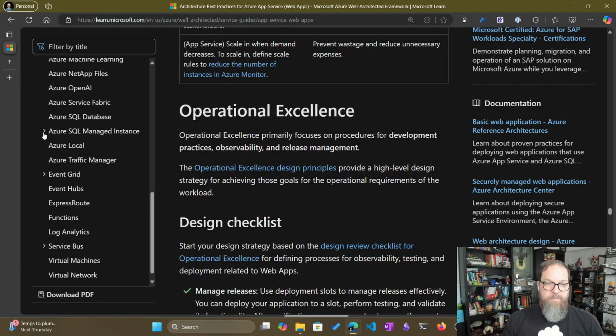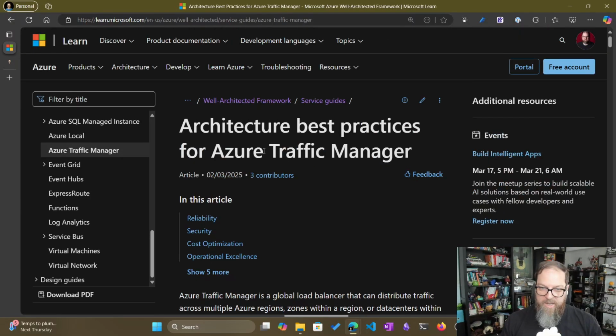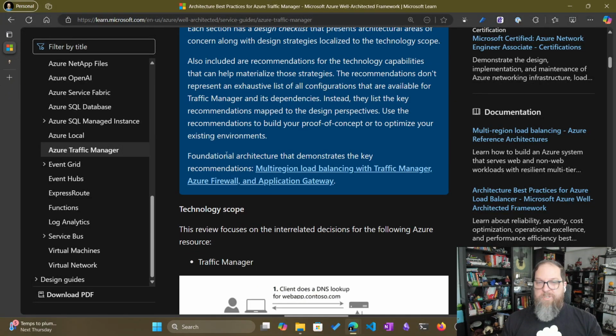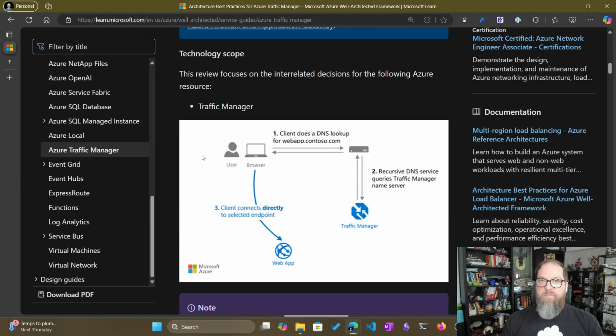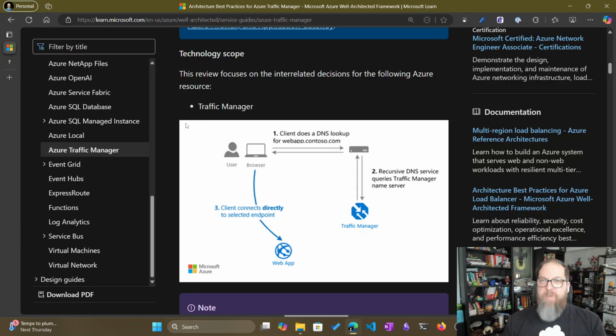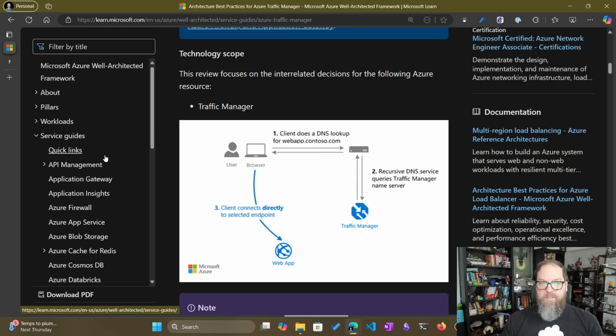I highly recommend, if you've never seen these and you're building solutions in Azure, go check these out. Go look through these. Go check what you're thinking as far as why you picked the service or why you recommended this setting, and validate it here against the service guides. It is extremely valuable.